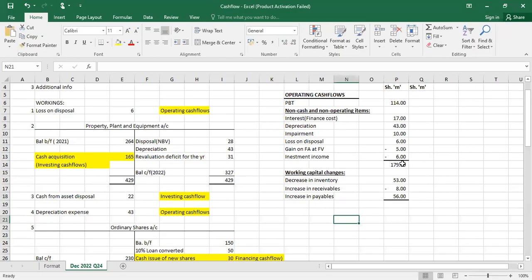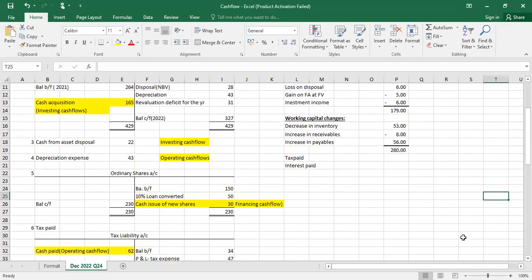We then add them downwards from 179. We get a total of 280, a plus. And then at this point, you must always minus two things. One is the taxation paid, and then number two will be interest. Interest also paid. You will always minus those two things.